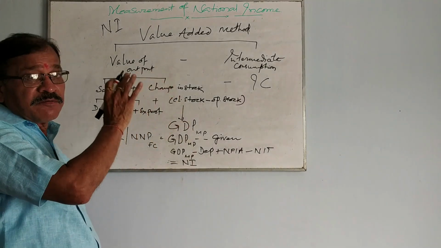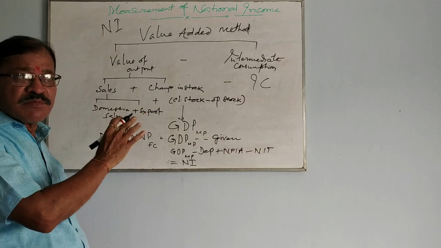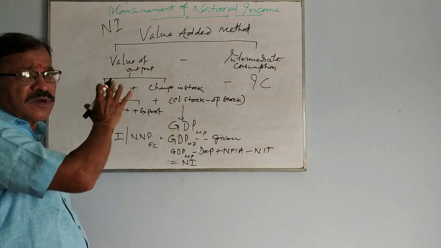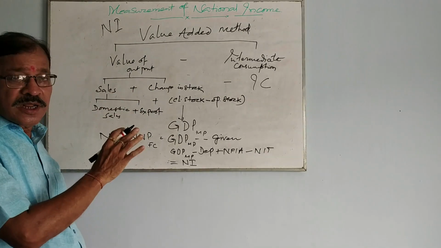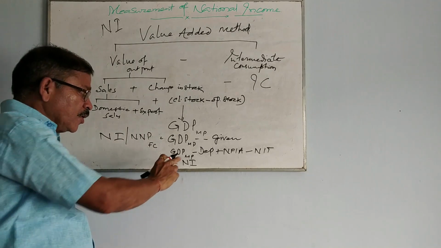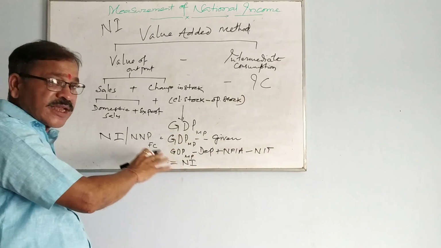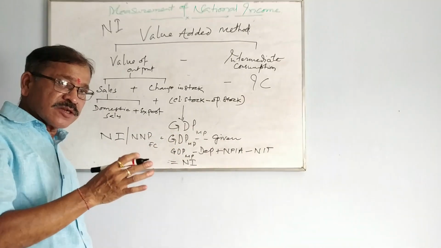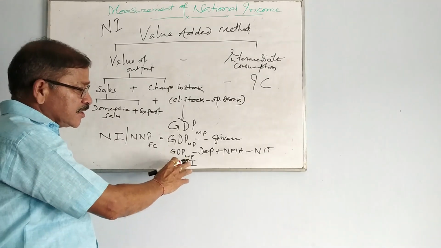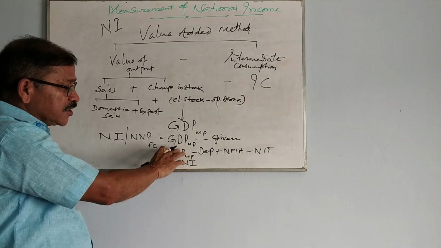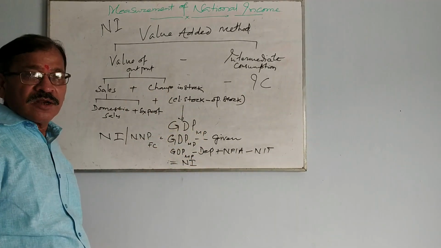So this is the first method what we discussed, and I hope I made it very simple. And if you learn this formula by heart, and if you understand the concepts properly, and if you go back to our previous videos where all these aggregates we discussed, and recap those aggregates, then you will easily be able to convert GDP-MP into national income. And this is the basic formula of value added method.